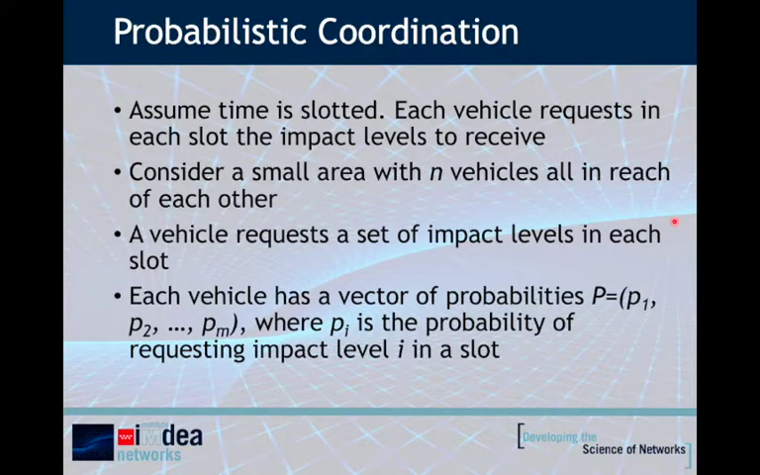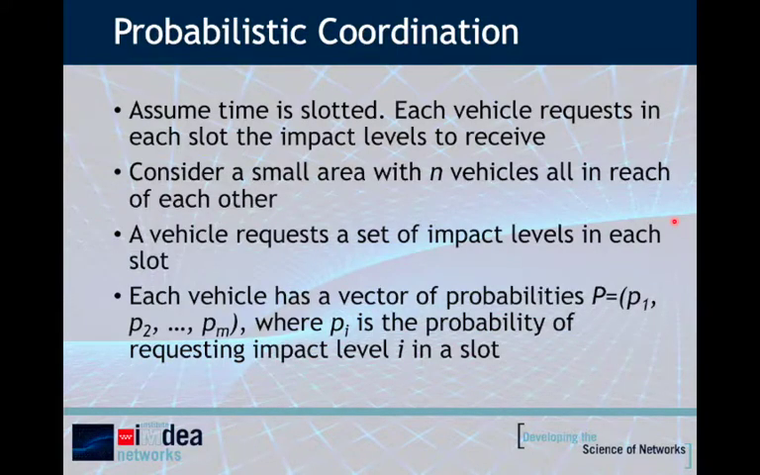So what we propose, instead of having a cluster head, is to have a completely distributed system in which there's only a probabilistic coordination. Just to introduce some aspects in our model, let's assume that the time is slotted. Then in each time slot, every vehicle is going to request messages from a certain set of impact levels that they want to receive. Then, as before, we assume that there is a cluster with n vehicles, and all of them can talk to each other.